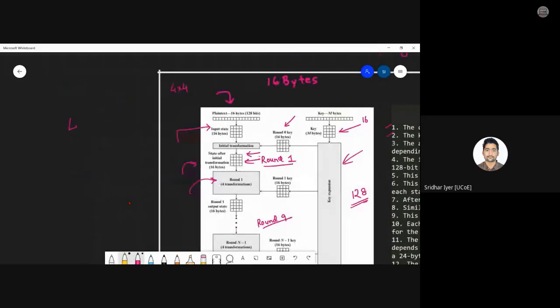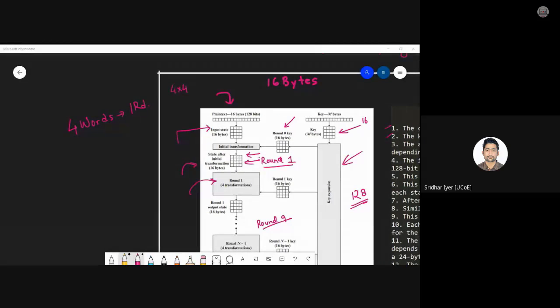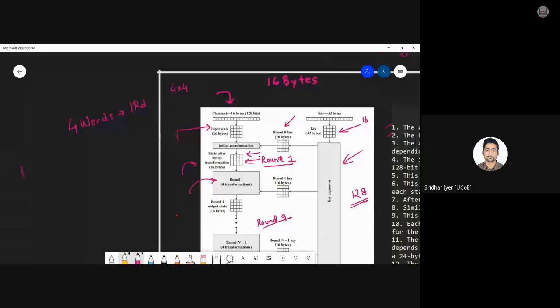4 words for each round. How many rounds do we have? 10 rounds. So it will be 40 plus the additional round, that is round 0. So it will be 44. So we will require a key, that is a total key stream of 44 words.